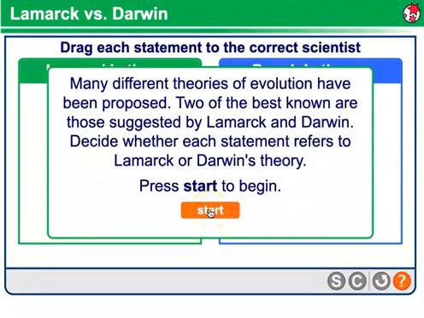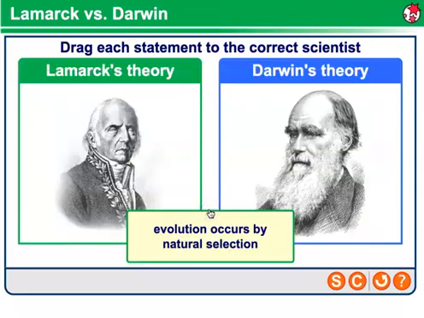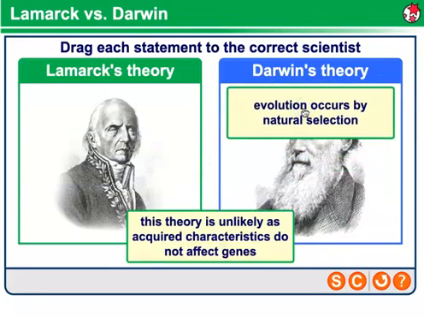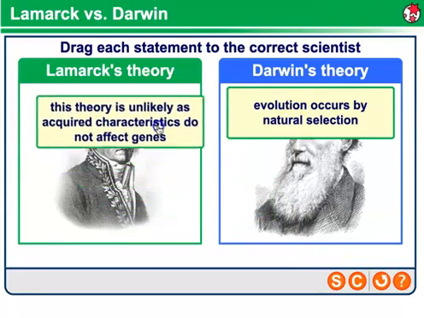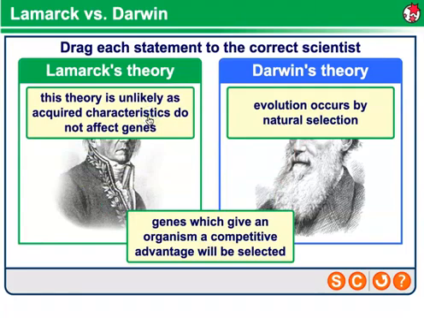Many different theories of evolution have been proposed. 2 of the best known are those suggested by Lamarck and Darwin. So we're going to look at a number of statements and identify whether they best fit Lamarck or whether they best fit Darwin's ideas. Evolution occurs by natural selection. This was a hallmark of Darwin's theory. This theory is unlikely as acquired characteristics do not affect genes. This was a characteristic of Lamarck's ideas. He specifically thought that organisms' use and disuse led to what the offspring ended up with as far as characteristics.